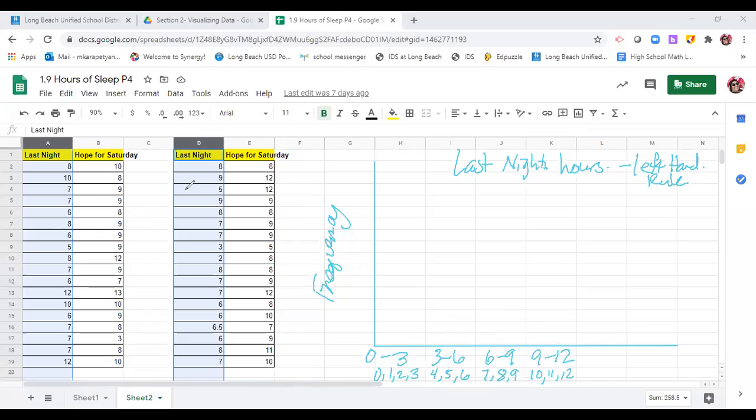So now I start counting. For 0 to 3, I'm looking for however many 0 to 3s I have. So I'm going to look to see wherever I have a 0, 1, 2, or 3 for the number of hours that people slept here. Oh, 3, 2. Okay, so I have 2 values. That means I'm going to go up 2 spaces and shade that in.